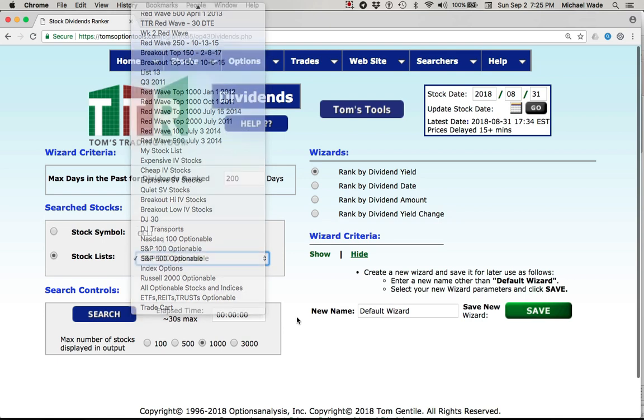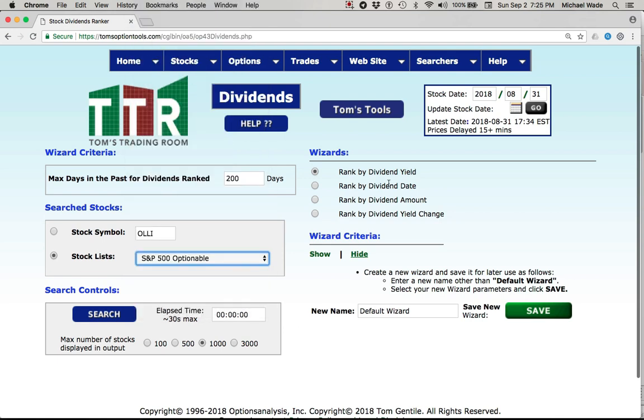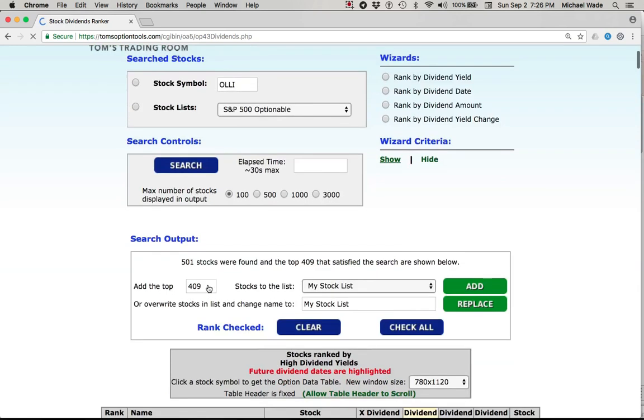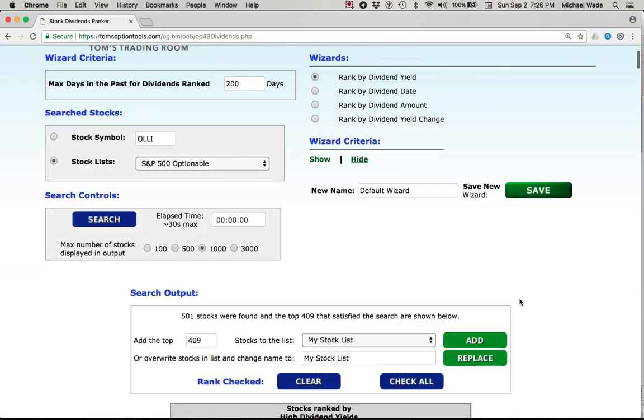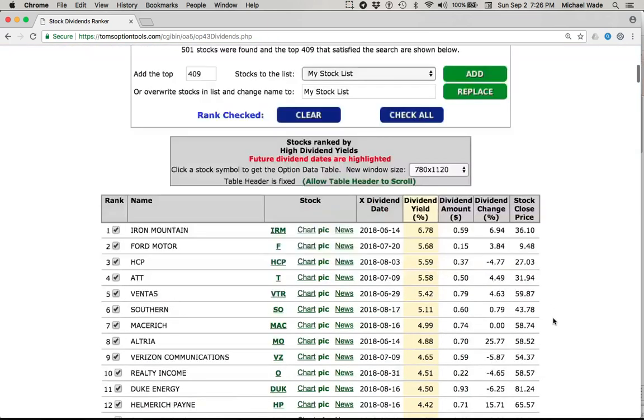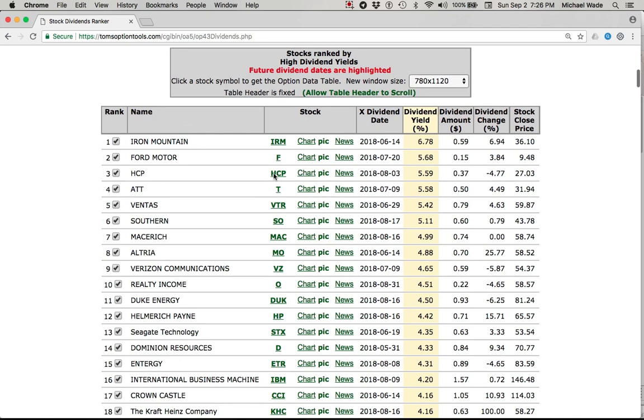All right, so once I've selected dividend yield, that's going to be the ranking. I hit search, and what comes back is a list of, notice here there's 409 stocks searched, so those are the ones in the S&P 500 that actually have options. We're not dealing with anything that doesn't have options. And you'll see the list here. All right, so you have the stock name, the stock symbol.